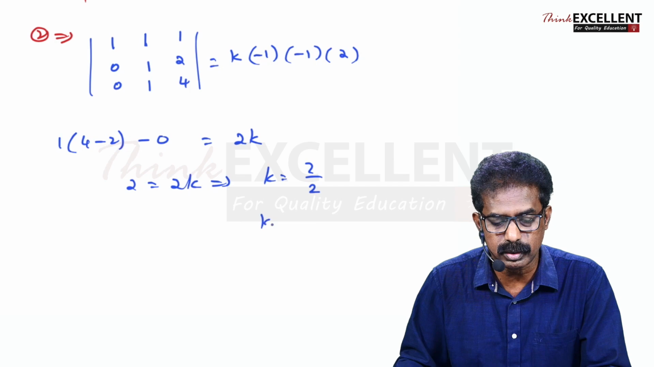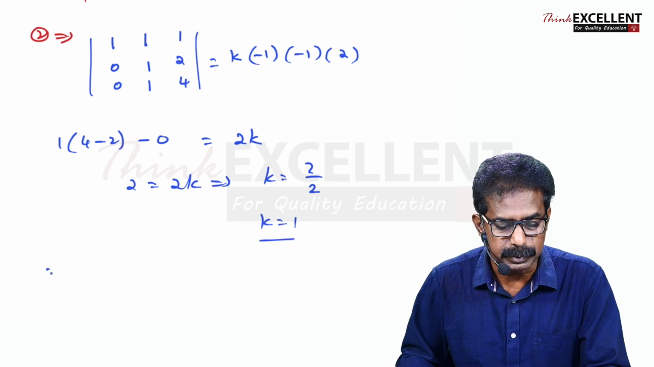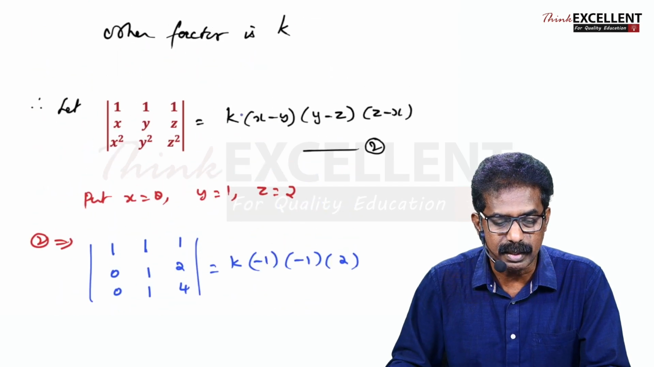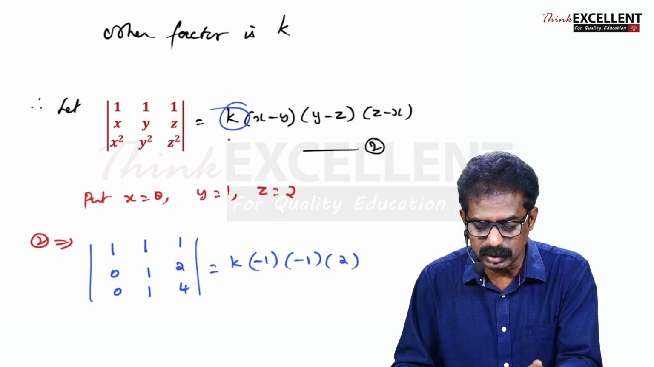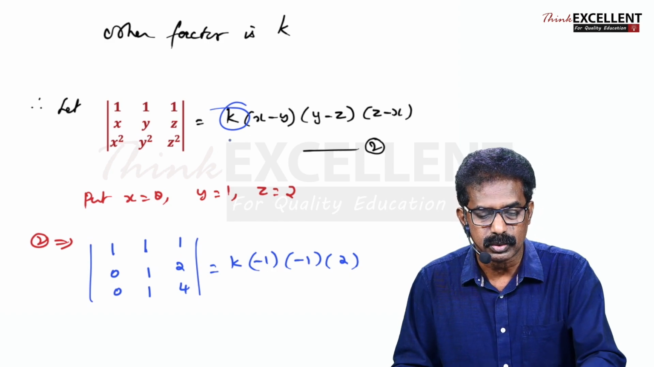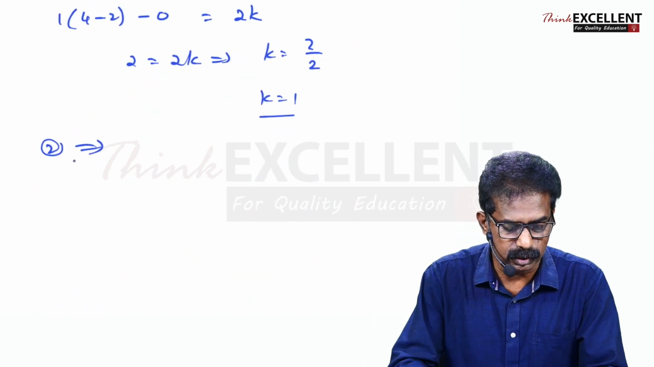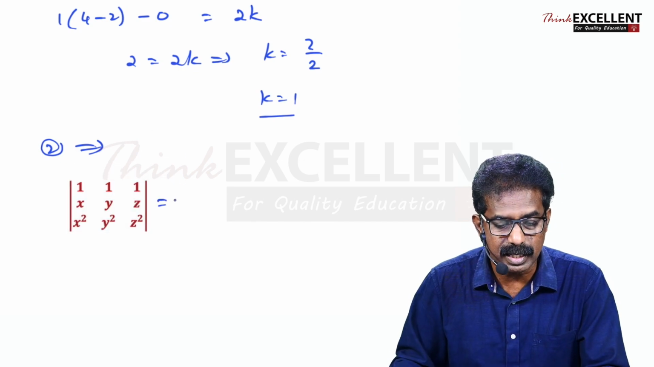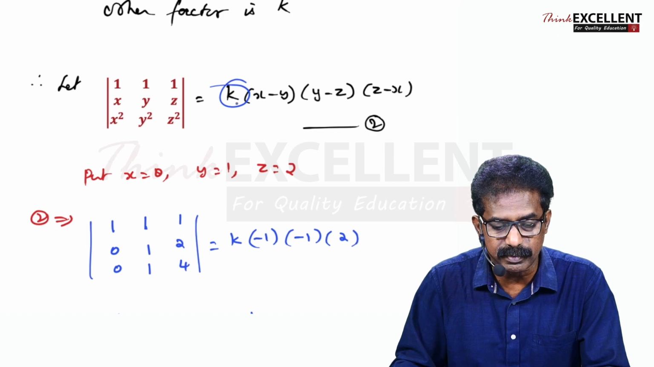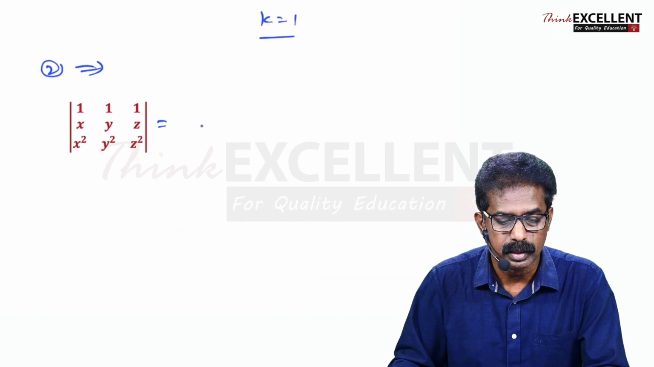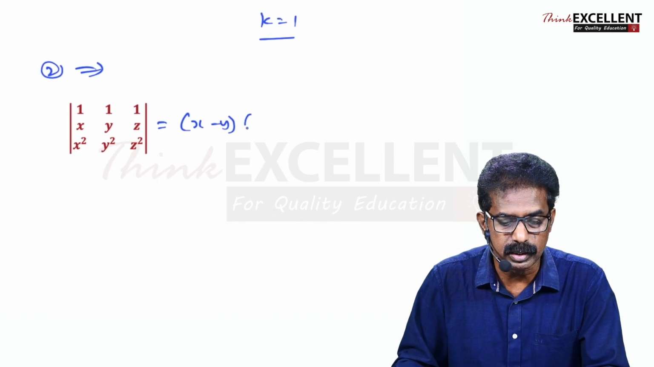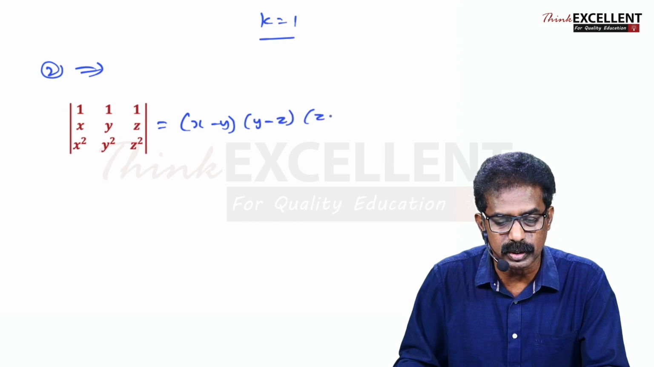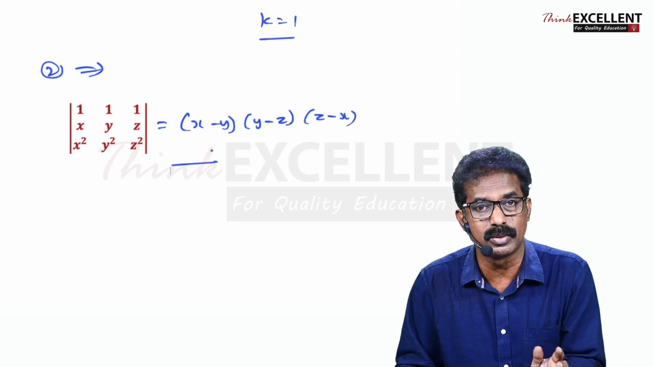So k equal to 1. Substitute k value 1 in the second equation. What value do you put for k? 1. So that k you can leave it. So your answer is x minus y, into y minus z, into z minus x, with k value 1 only. Okay, hope you understood this.